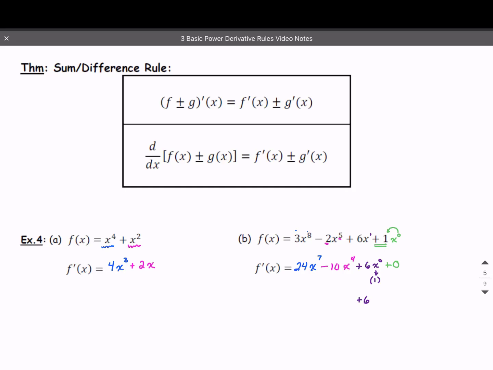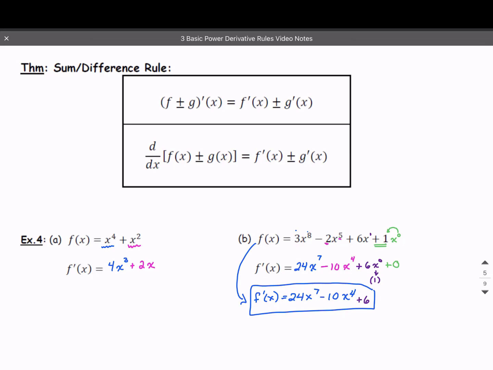And it doesn't matter that it's times x to the negative 1, because 0 times anything is still 0. Now, if we neaten this up a little bit, because we don't need these extras, we're going to have 24x to the 7th minus 10x to the 4th plus 6. Is it okay to go from here to here?